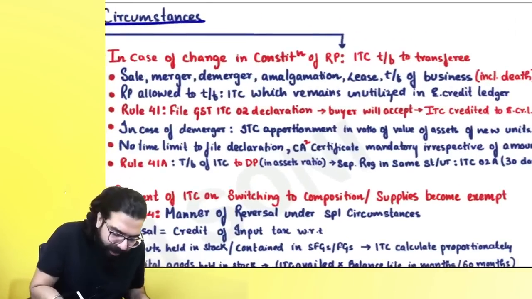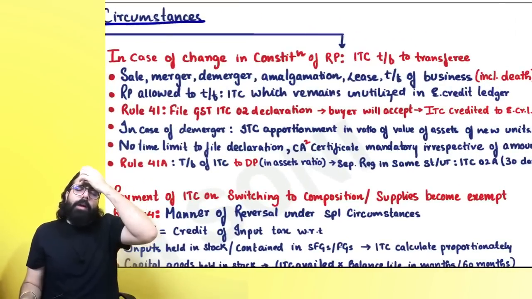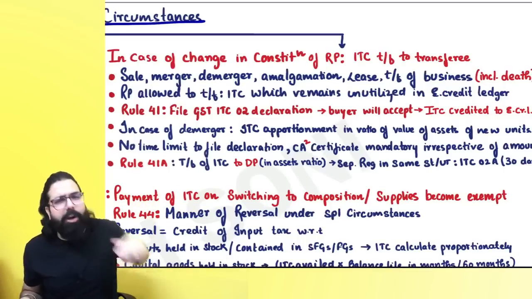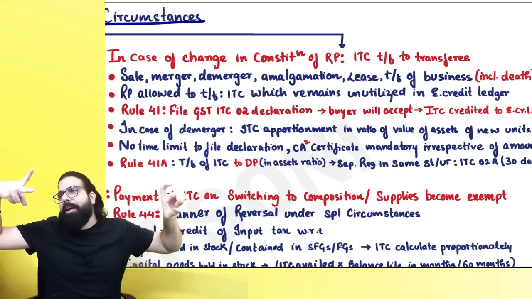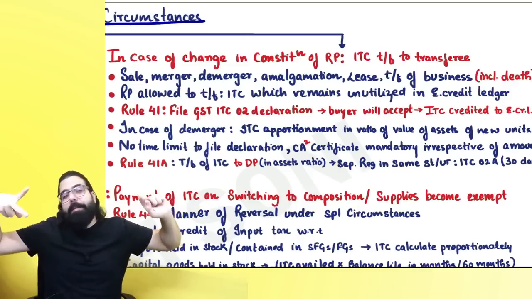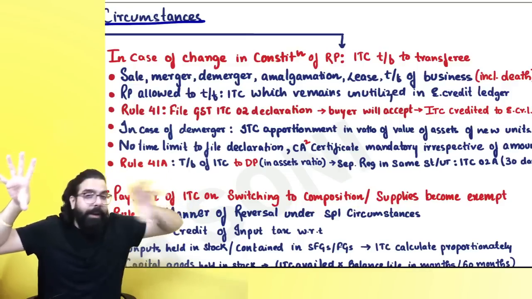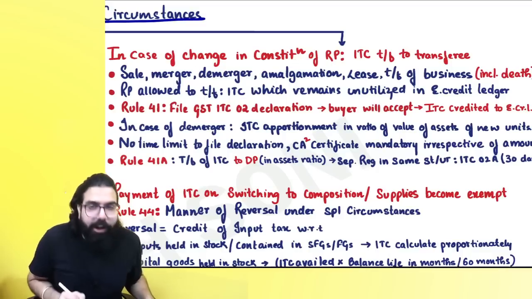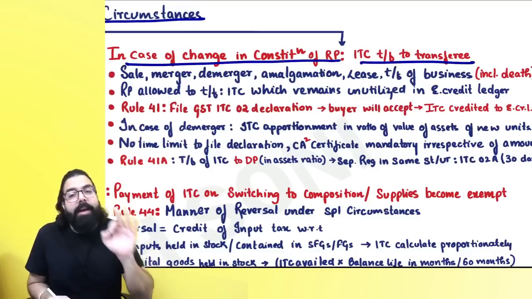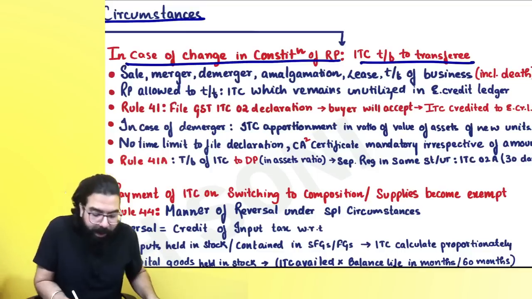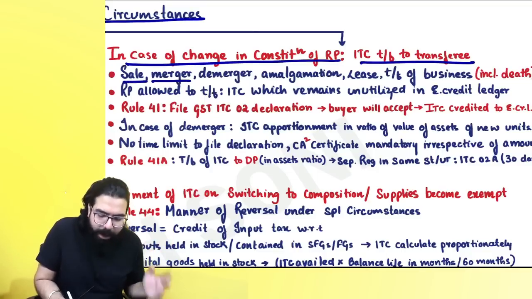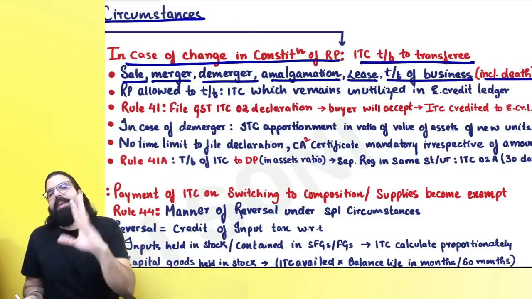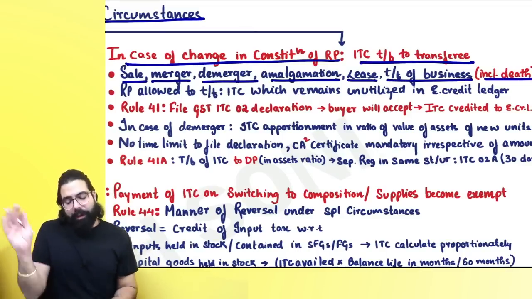Now, section number 18(3) over here. Sir, government is going ahead and telling Ramesh, if you transfer your business to someone, if you sell your business to someone, A and B companies became AB Limited, might be one big company, say some demerger happened. Always remember one thing, whenever in case of change in constitution of a registered person, ITC can be transferred to the transferee. When there is a sale, any merger has happened, demerger, amalgamation, lease, transfer of business, including death, always remember you will be eligible to go ahead and transfer the credit.